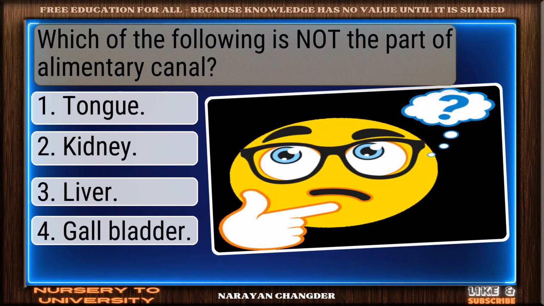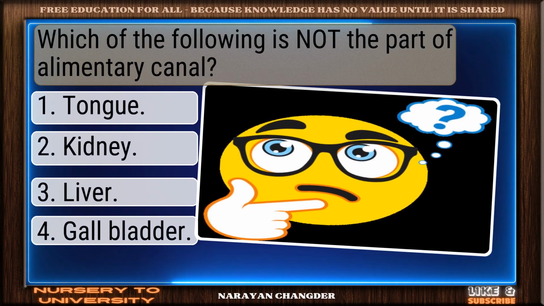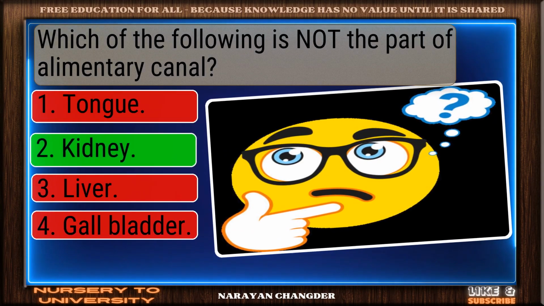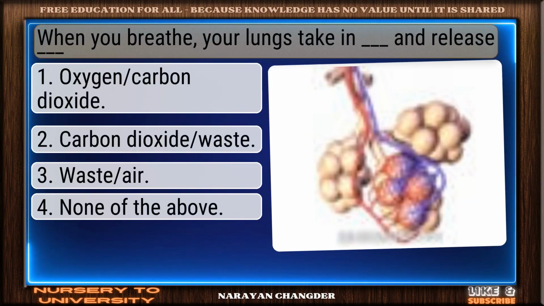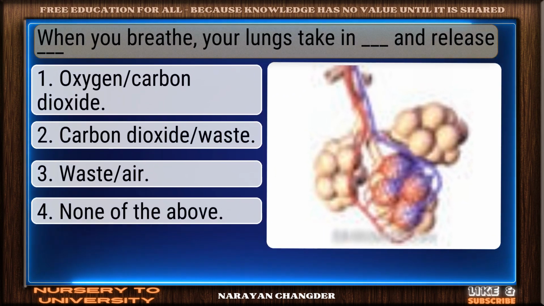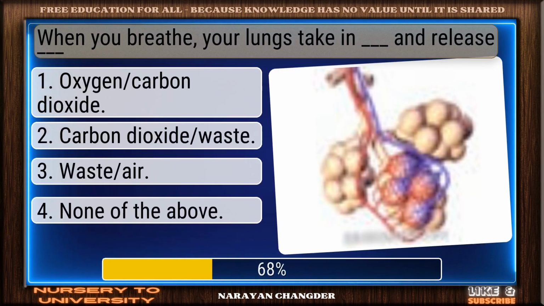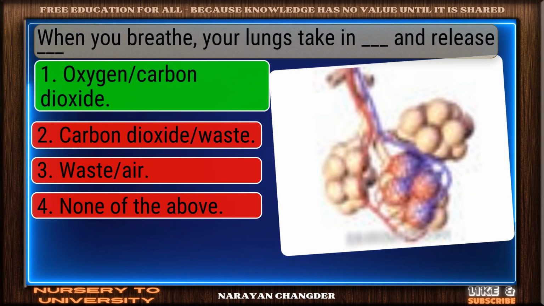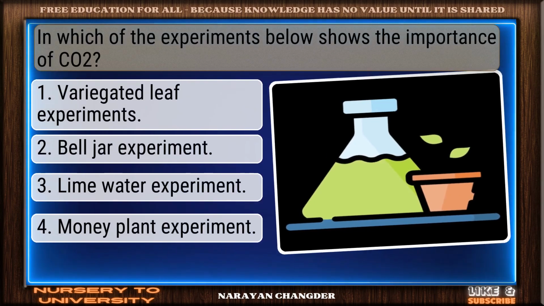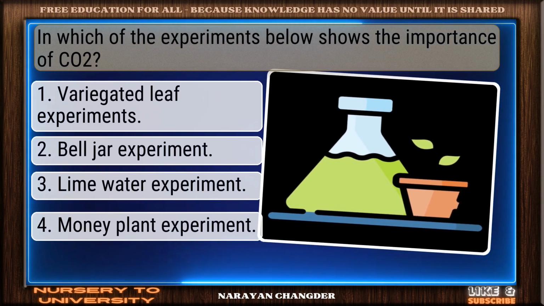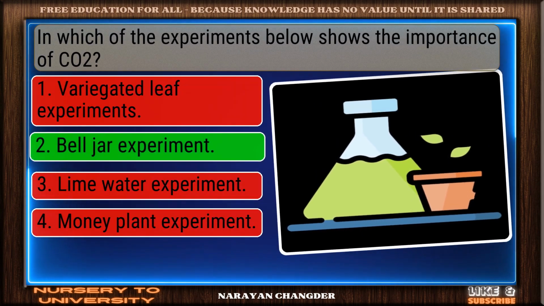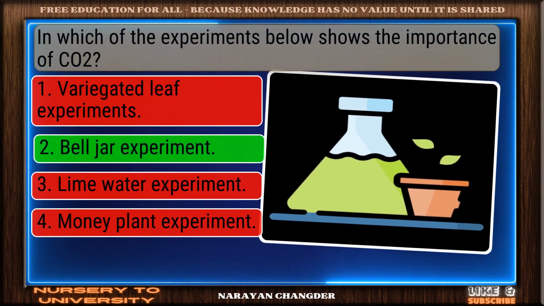Which of the following is not the part of alimentary canal? Correct. Kidney is spot on. When you breathe, your lungs take in dash and release dash. Good thinking. Oxygen, carbon dioxide is right. In which of the experiments below shows the importance of carbon dioxide? Exactly. Bell jar experiment makes sense.